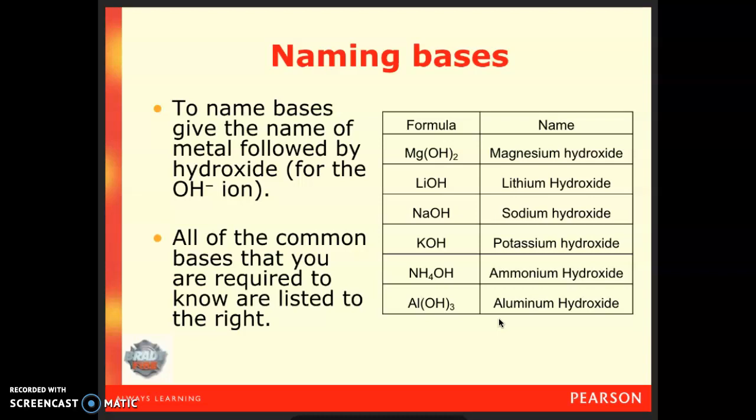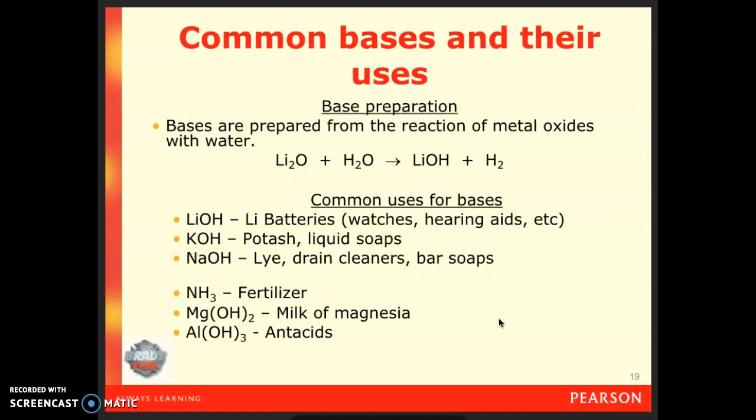But the ones that you need to keep the biggest tabs on are these six: magnesium hydroxide, lithium hydroxide, which is a common component in lithium-ion batteries, sodium hydroxide, which again is lye, potassium hydroxide, potash, ammonium hydroxide, ammonia, and aluminum hydroxide. So let's look at how some bases are made and how they're used.